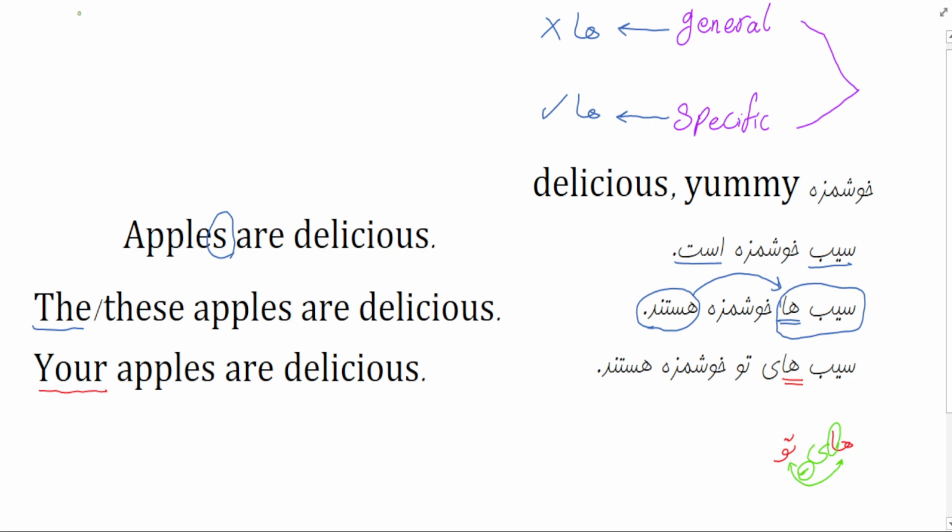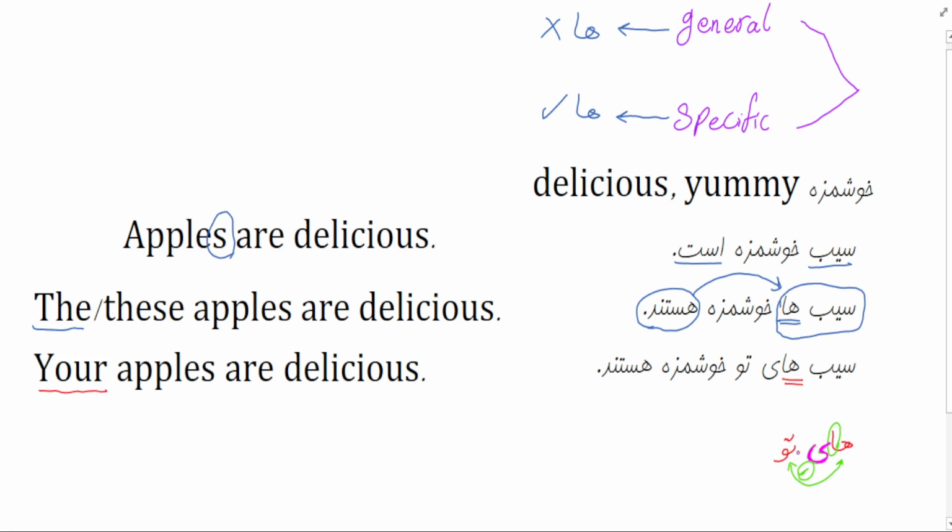We put this ye, let me change the color. This ye is just for pronunciation. It helps for an easier pronunciation. So instead of sibha eto, with two vowels, a little difficult.